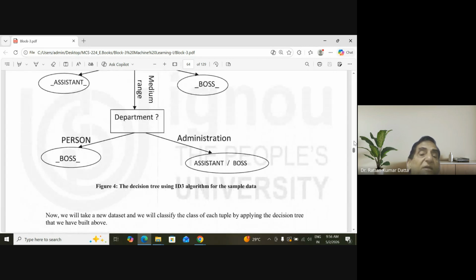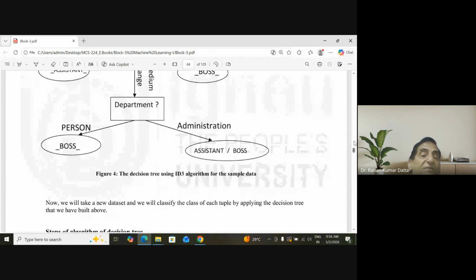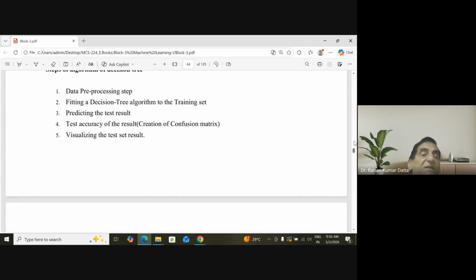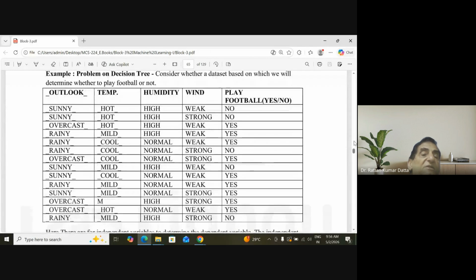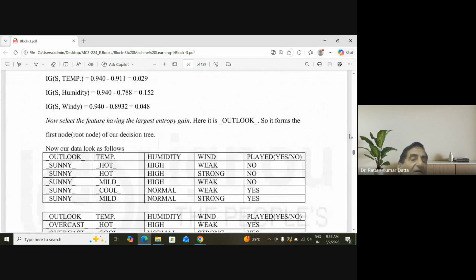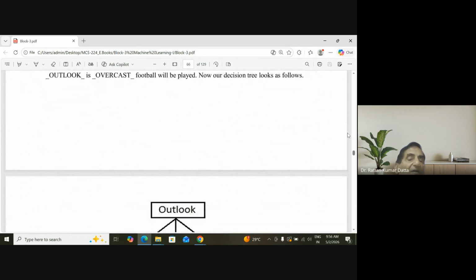So boss, department, he may be handling much bigger departments and all that. So that's where the question comes. Data pre-processing step, fitting a decision tree, predicting the test results, so on and so forth. These are the hot, cool, medium, mild, all these things are important. Discussion with the tree, all these can be discussed.